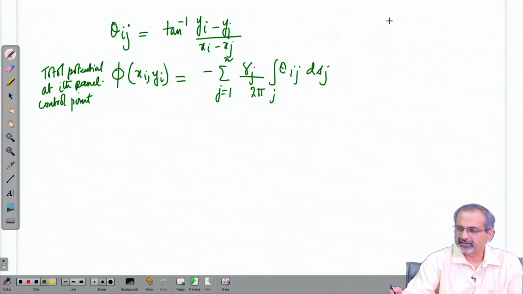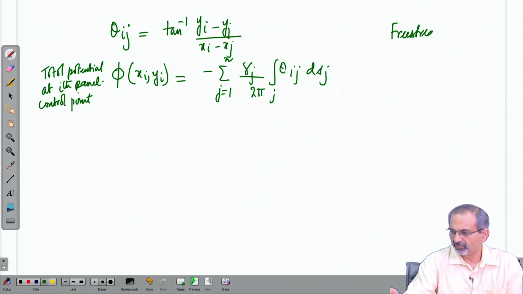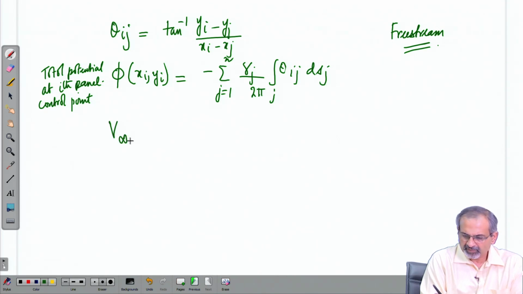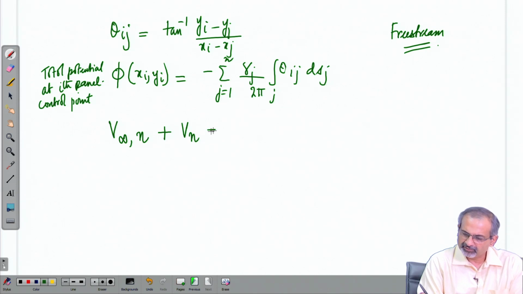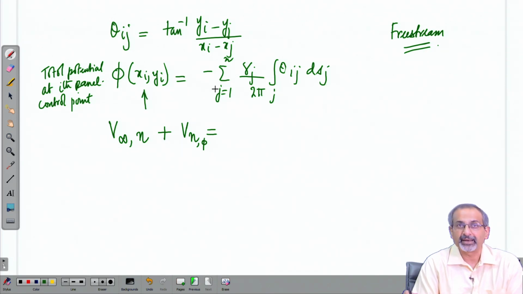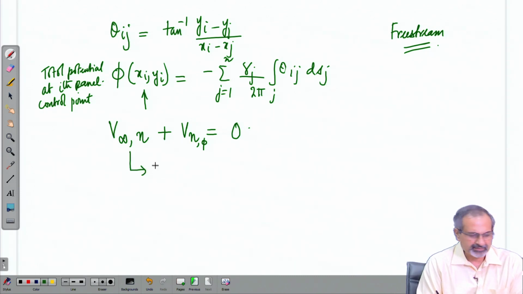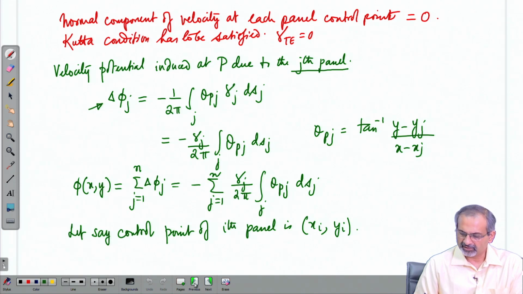Again remember, there is the effect of the free stream, which we have not accounted for in the calculations yet. So, put together the normal component which is induced at a particular panel control point plus the normal component which will be introduced through the phi calculations that we have done. That means the influence of the panels should go to 0. Now, what is V infinity n? V infinity n is nothing but V infinity cos beta i. So, what was beta i? We have drawn it earlier.